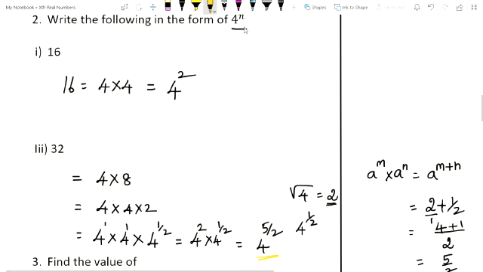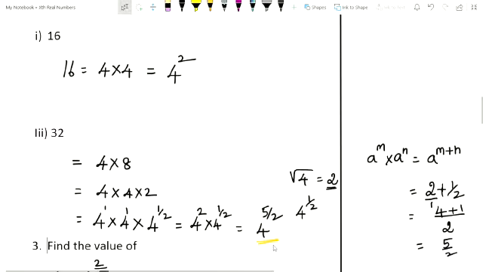Now it is in the form of 4 power n. You understand, children? I repeat this. First 32, I split it as 4 into 8. Again the 8 I split into 4 2s. Instead of the 2, I took 4 power 1 by 2. Now after that I applied the laws of exponents: a power m into a power n equals a power m plus n. So first these two numbers I applied, 4 square. After that again I applied this. So 4 power 2 plus 1 by 2 gets 5 by 2. So 4 power 5 by 2 is the answer.